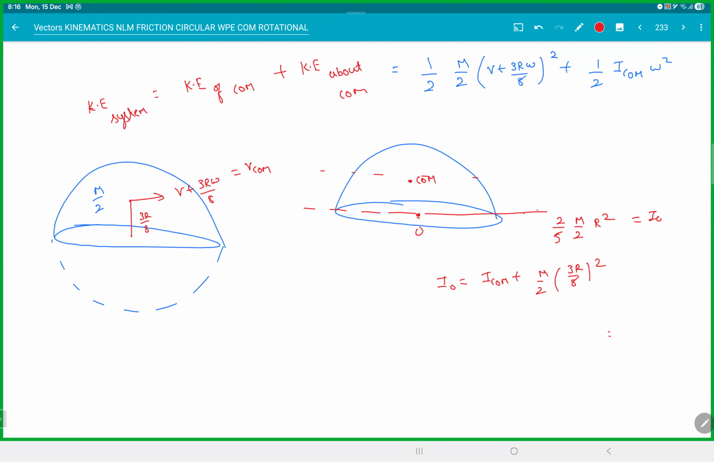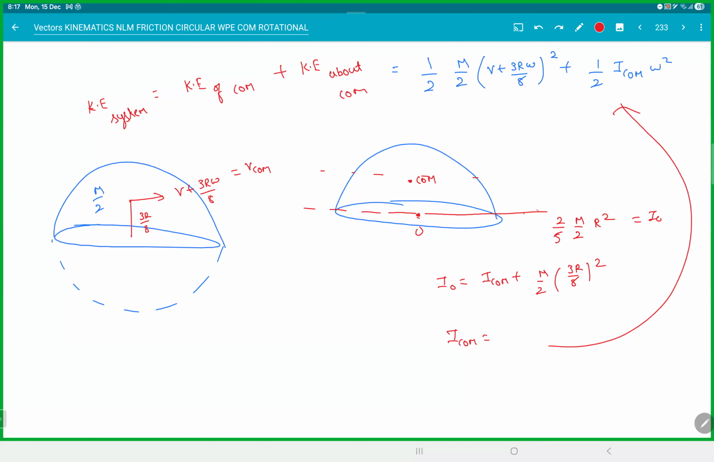From here you get the I center of mass. Take that and put it here. You will get a lengthy one. But if they ask you the kinetic energy of the lower hemisphere, then the only difference will be this will be v minus 3r omega by 8. The rotational component will be the same. If you add the whole thing, you will get the regular kinetic energy.